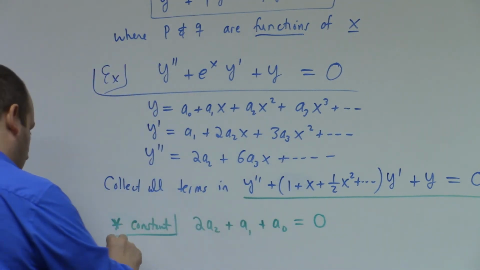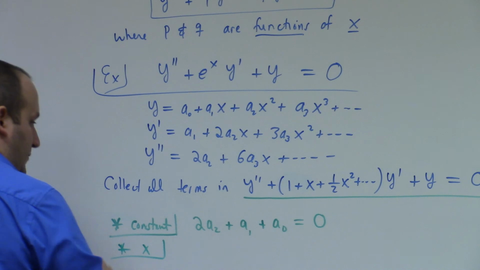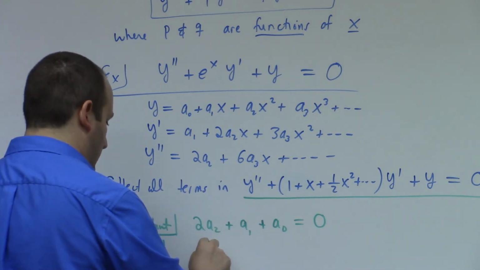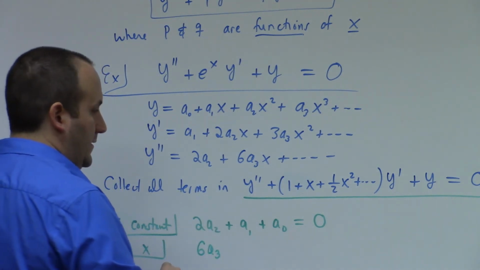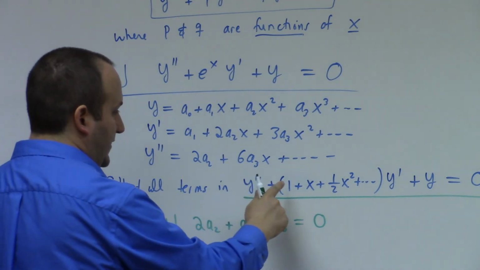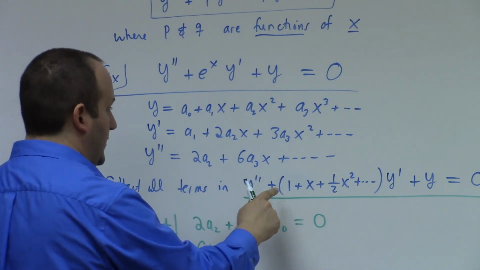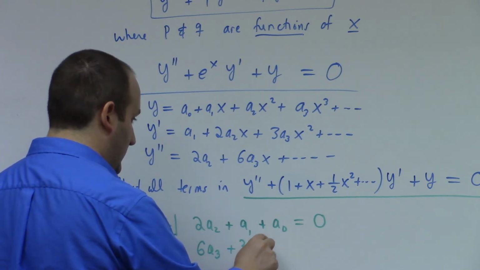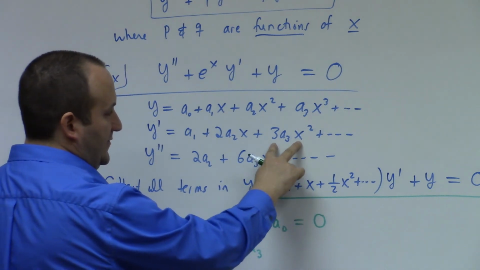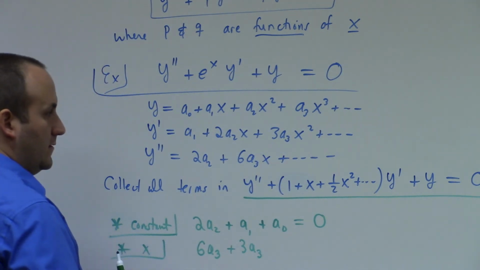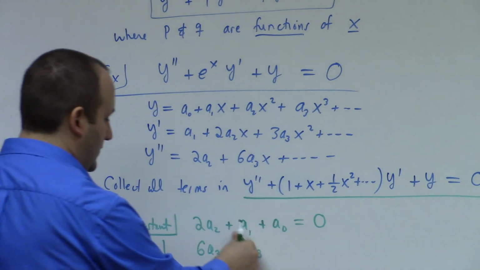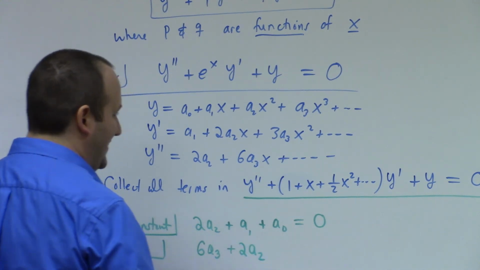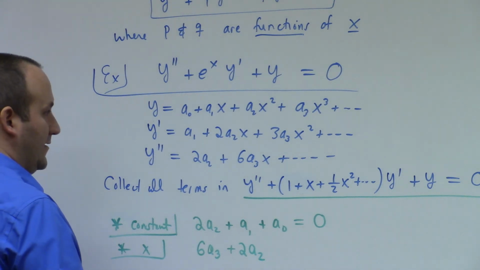How about the x's? What do we get there? From y prime prime, I get 6a3. And then I've got to think a little bit. From the middle term, I get 1 times the 3, plus 3a3. Do you see that? That comes from the 1 times this term. Oh yeah, sorry. Like I said, sometimes the thinking works. 2a2, thank you. I'm glad you found that now.